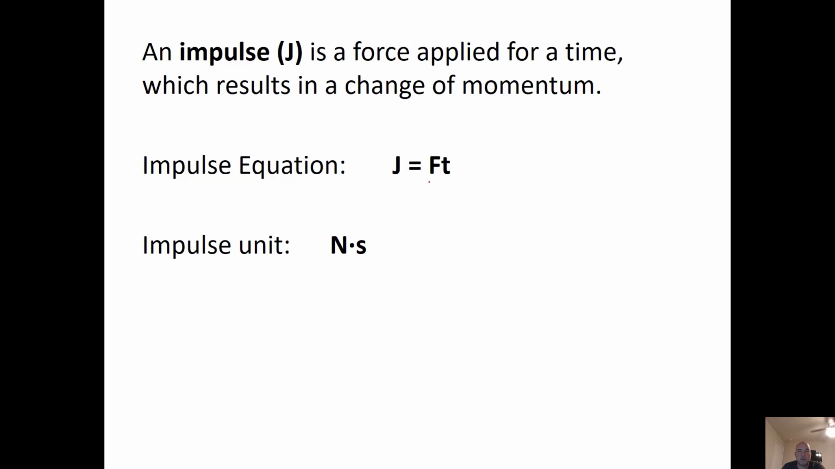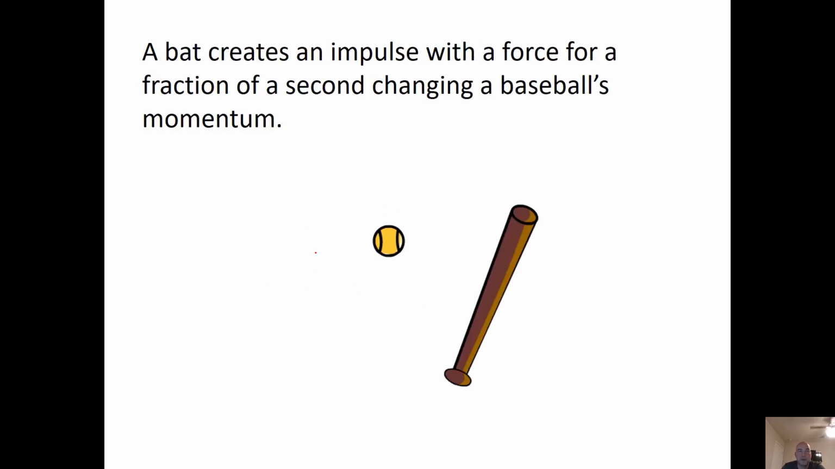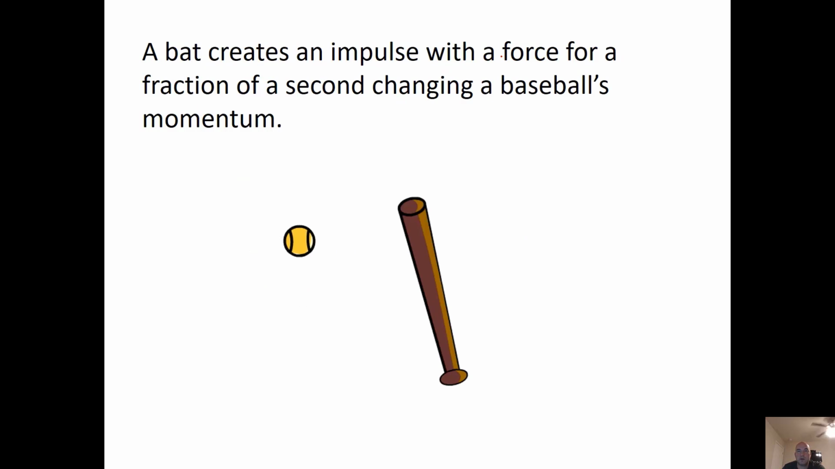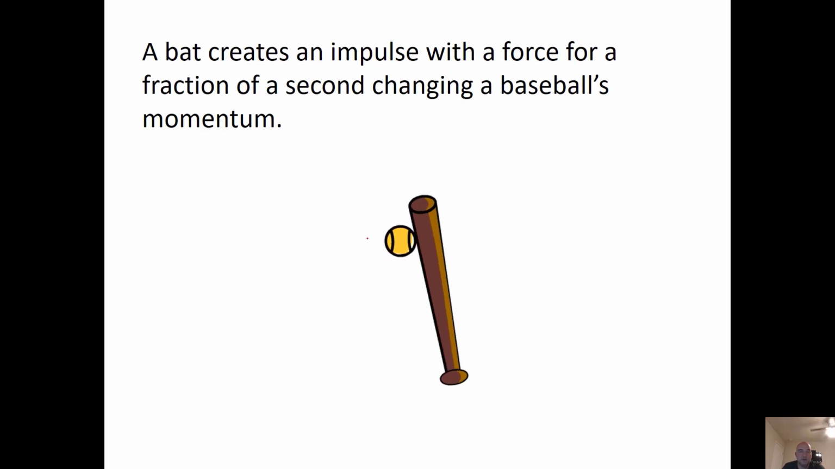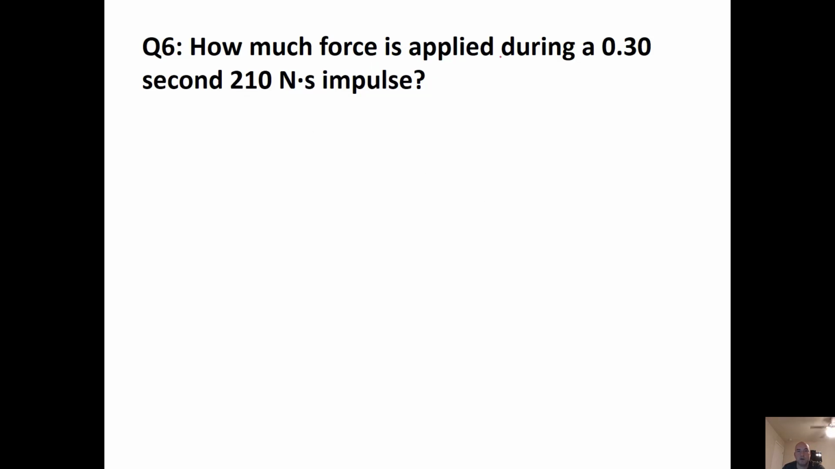And the unit doesn't have its own name either. The force unit, newtons, the time unit, seconds. So it's newtons times seconds as a unit after you would type it right in a number. And so a bat would create an impulse force for a fraction of a second, changing the velocity of the baseball. So it's going to change its momentum. Let's look at some equations here. How much force is applied during a 0.3 second, 210 newton-second impulse? So how much force is applied during this time with this impulse?